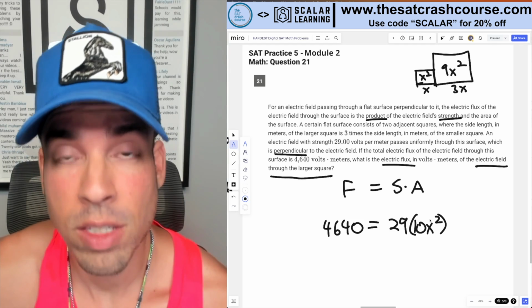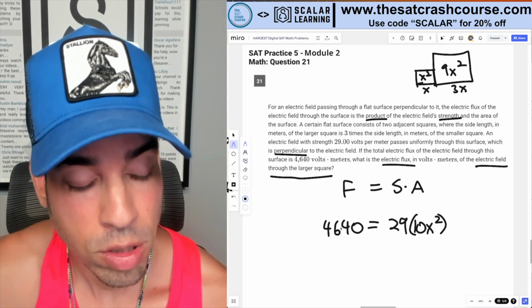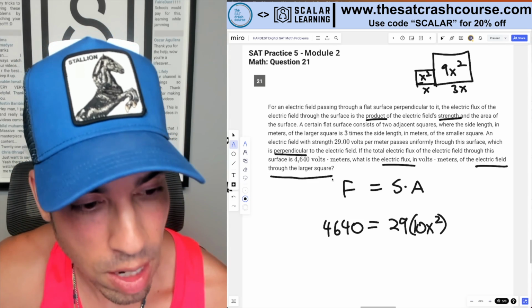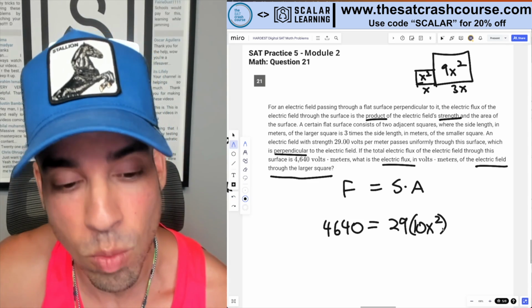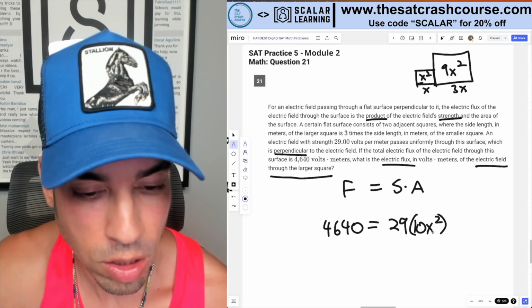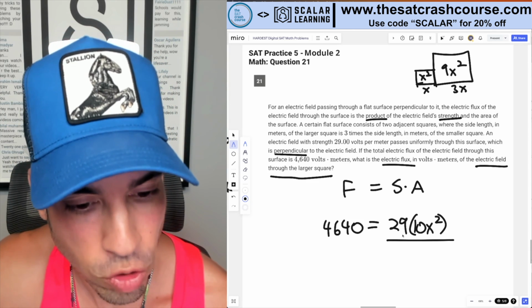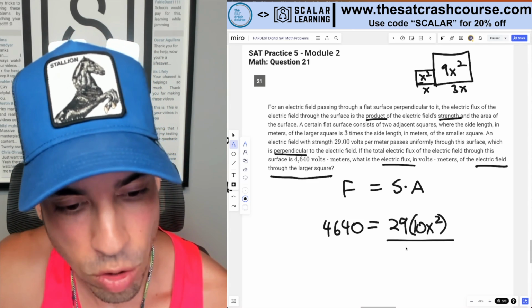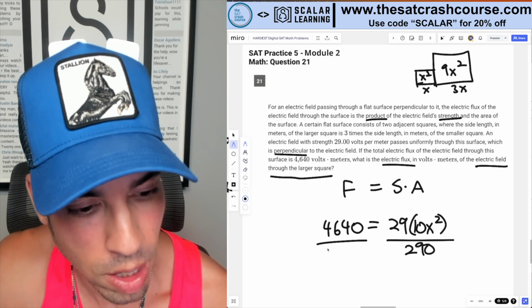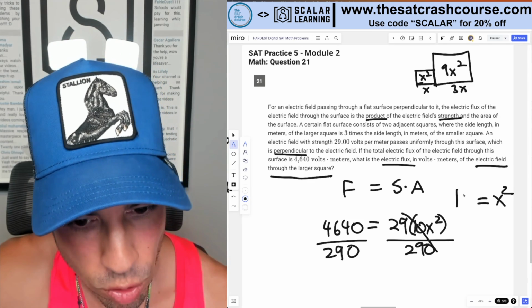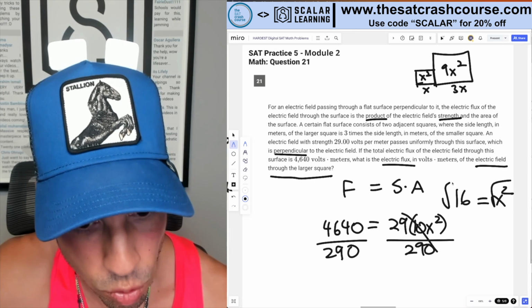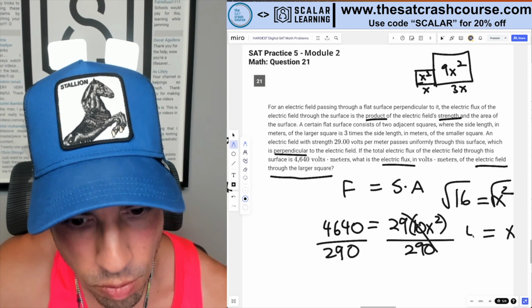So this problem is incredibly difficult, right? But slowly but surely we've broken it down, set up the right formula, and plugged in appropriately. So right now we're going to solve for x. I'm going to do my straight up isolation, right? 29 times 10 is 290, so I'm going to divide both sides by 290, and we get x squared is equal to, that divides perfectly to 16. And we take the square root, and we get x is equal to 4, okay?